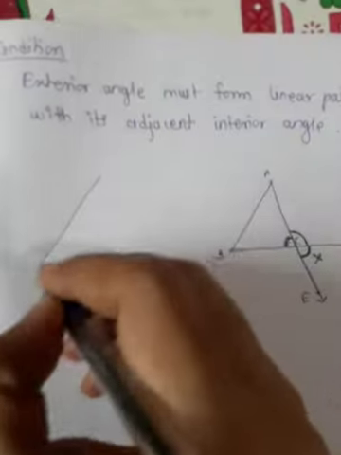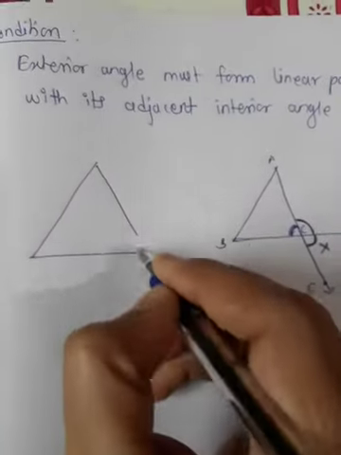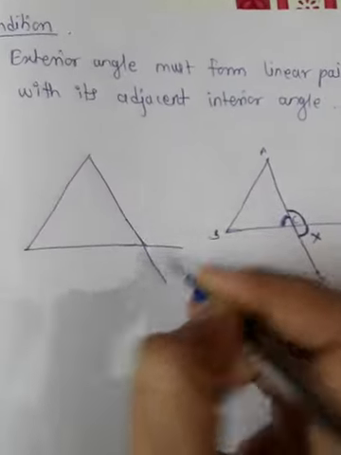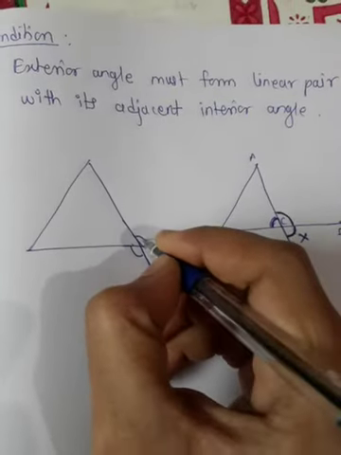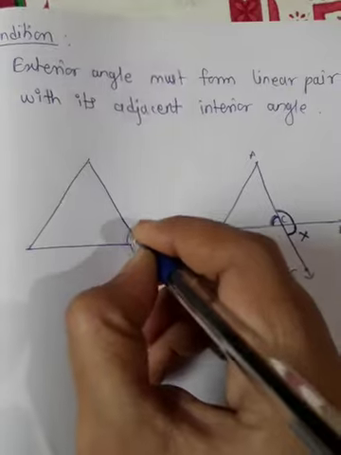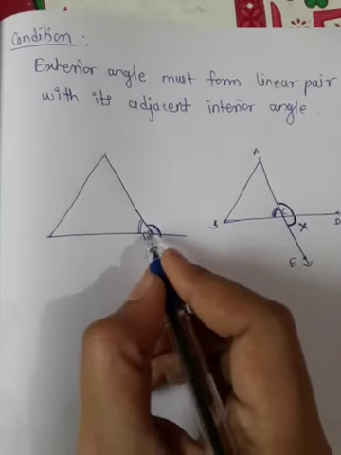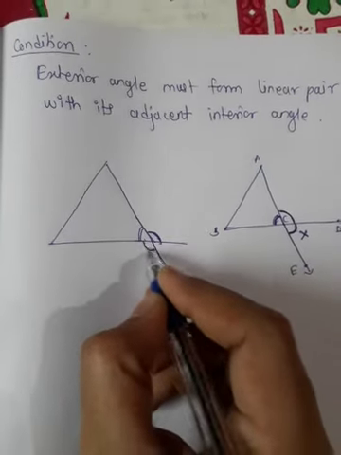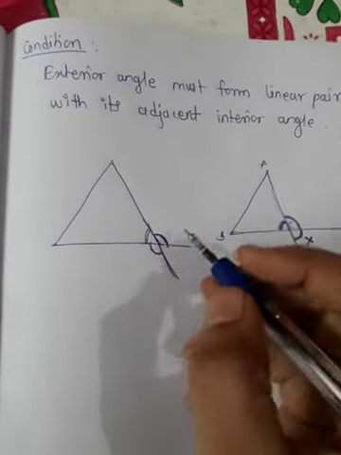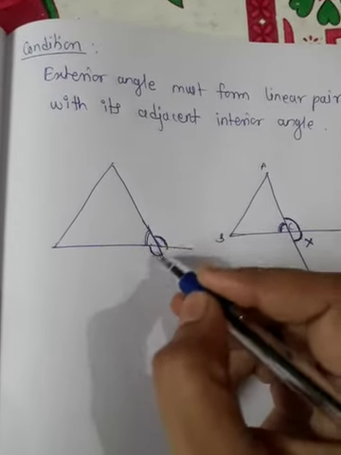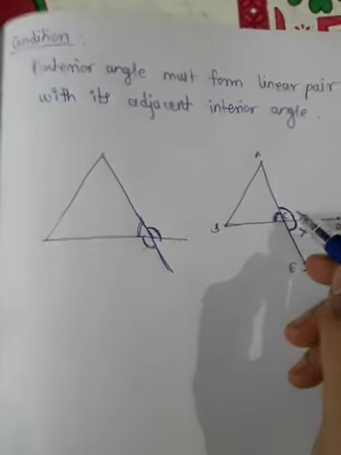Again see this figure. This angle forms a linear pair with its adjacent interior angle, and this angle also forms a linear pair with its adjacent interior angle. So these two are exterior angles.